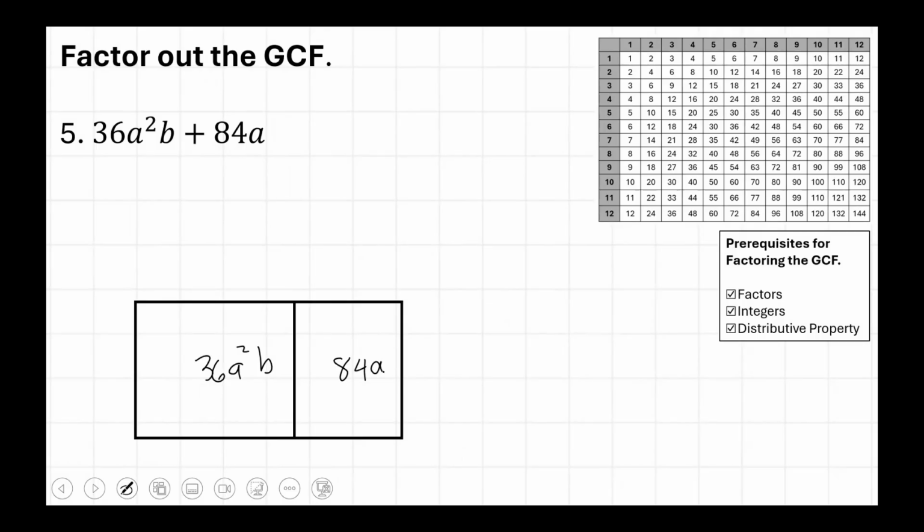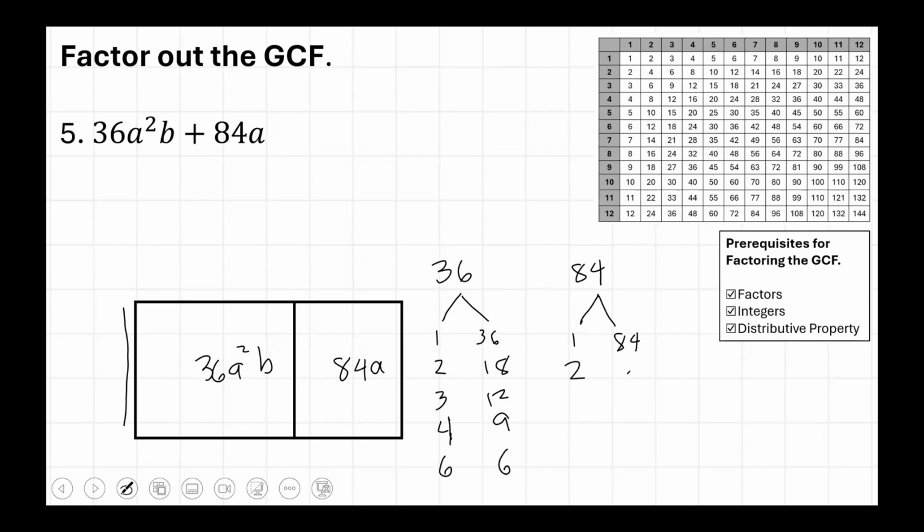And identifying the common side, it's here. So that's where we write the GCF. And dealing with our numerical coefficients, 36 and 84, and listing all the possible factors of 36: 1 times 36, 2 times 18, 3 times 12, 4 times 9, and 6 times 6. For 84, we get 1 times 84, 2 times 42, 3 times 28, 4 times 21, 6 times 14, and 7 times 12.